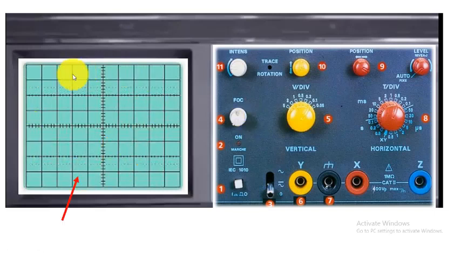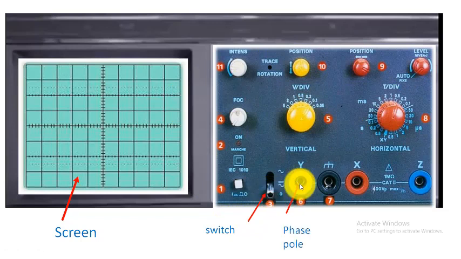This is the screen of the oscilloscope. And opposite the screen, we have a lot of buttons. For example, this is the switch button. This is the phase pole of the oscilloscope. And this one is called the ground pole. This one is called the SV button, or the vertical sensitivity. We will talk in detail about this button later.